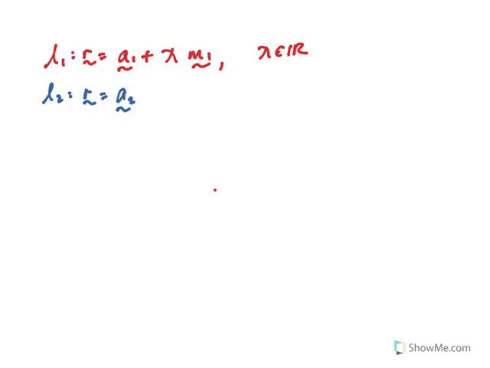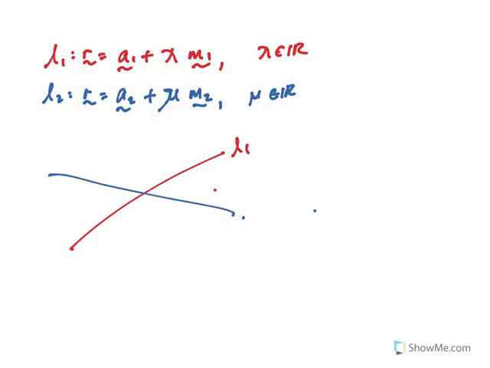For example, line 1 is A1 plus lambda M1, and line 2 is defined with position vector A2 plus mu of M2. You cannot use lambda anymore. Then the angle between these two lines, line 1 and line 2, we always define as the acute angle. So it's the angle over here.